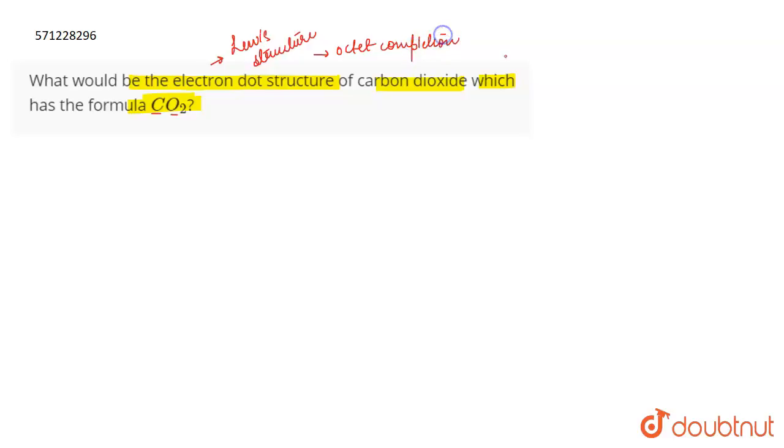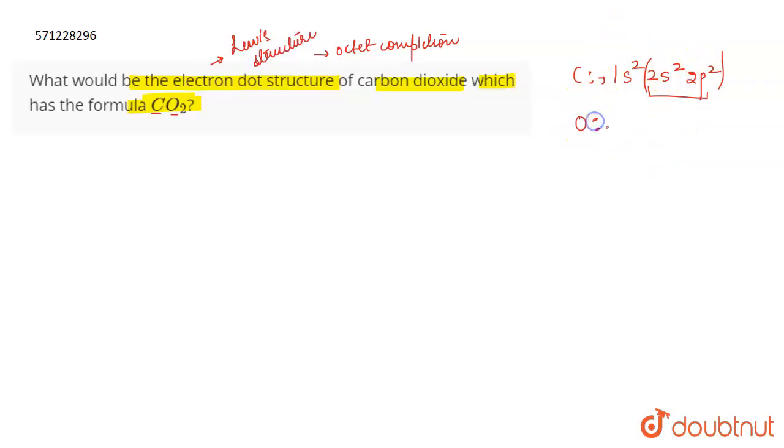If you talk about carbon, carbon has an electronic configuration of 1s2, 2s2, 2p2. So basically it has 4 electrons in its valence shell. 2s2, 2p2 is the valence electron configuration.